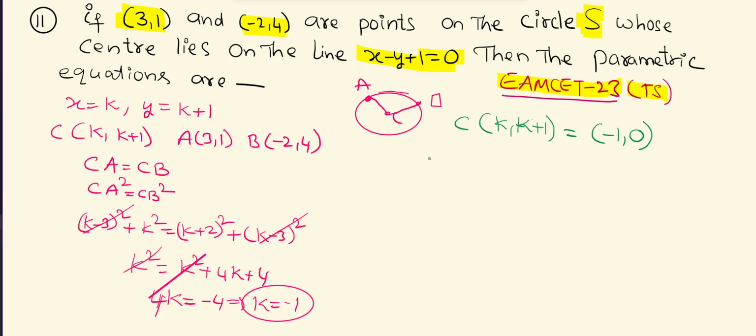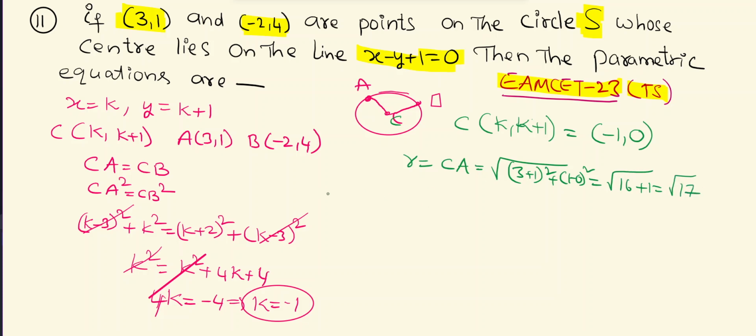Now the radius of the circle. The radius is equal to the distance from the center to any point. So our radius is equal to CA. That is, the square root of (3 plus 1) whole square plus (1 minus 0) whole square. This is 3 plus 1 is 4, square is 16, plus 1. That is, 16 plus 1 is equal to root 17.